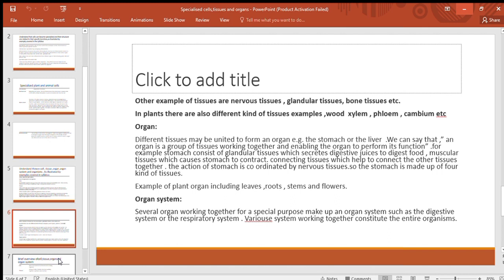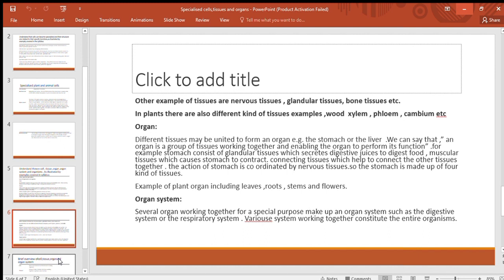The action of the stomach is coordinated by nervous tissue. So the stomach is made up of four types of tissues, which are glandular tissues, muscular tissues, connective tissues, and nervous tissues. In plants, we see such examples in leaves, roots, stems, and flowers. These are the organs of plants.